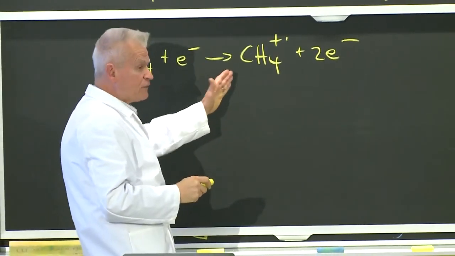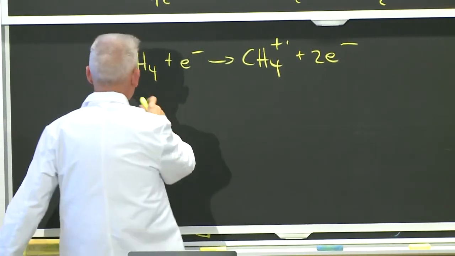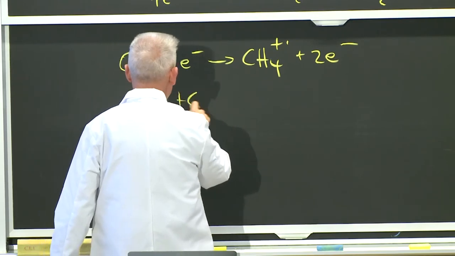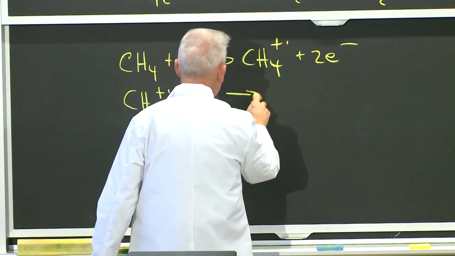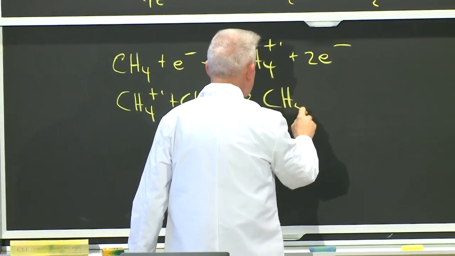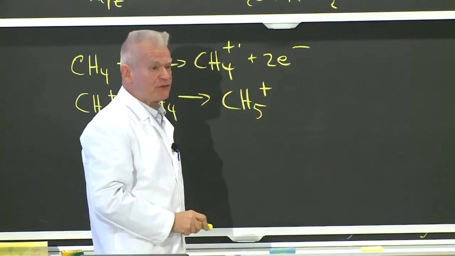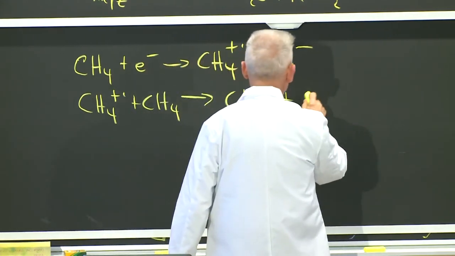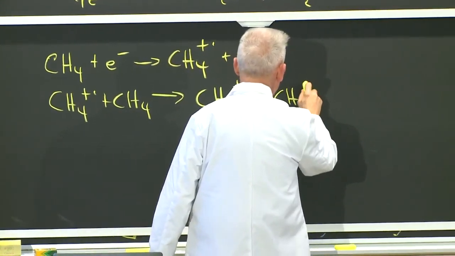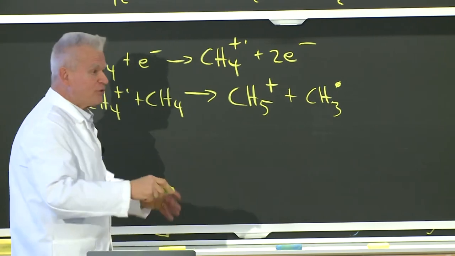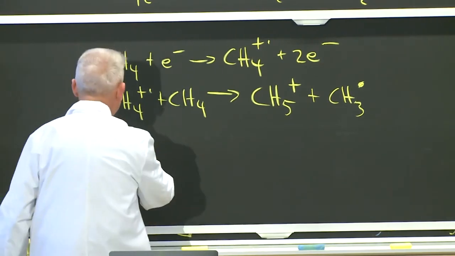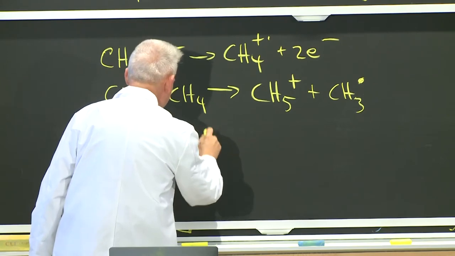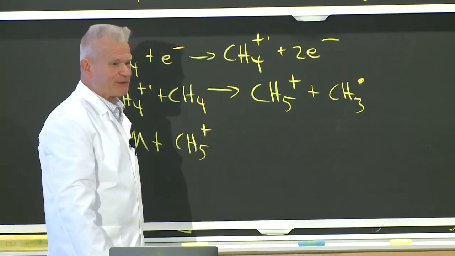Methane is often used. And we ionize that methane. And then the ionized methane reacts with more methane to produce a superacid, CH5+, and a methyl radical. Now your molecule goes in, and it encounters the CH5+. What do you think happens to it?